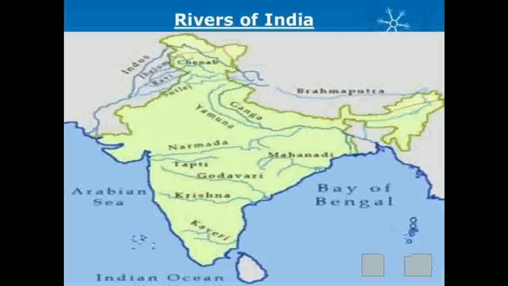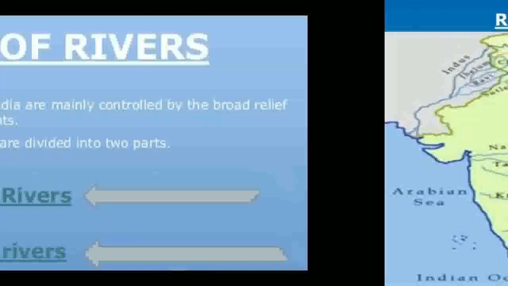To its south, it is Tapi, and to its south, it is Godavari. Then it is Krishna, then Kaveri. These are the important rivers of India. And if we look at the other side, here in the Bay of Bengal, it is Mahanadi. So the important rivers are shown in this very map.